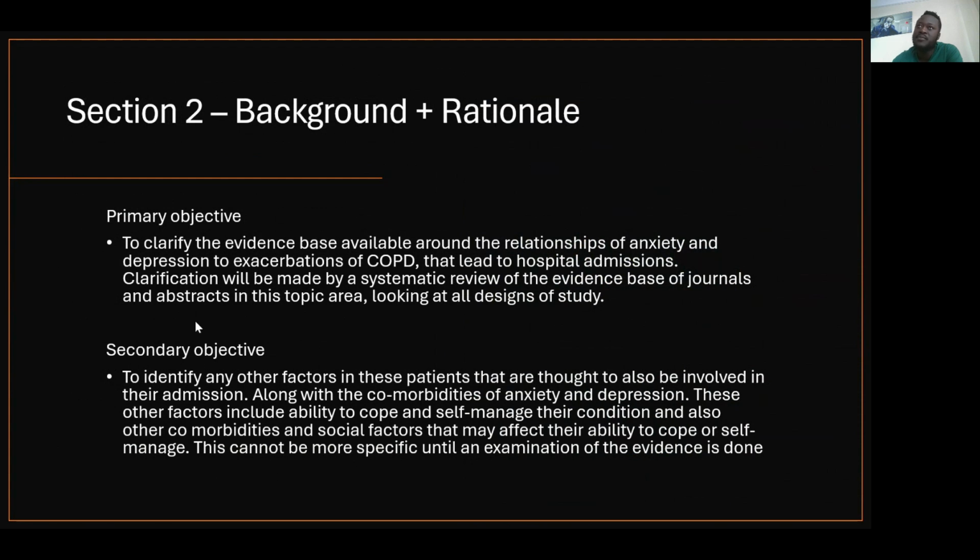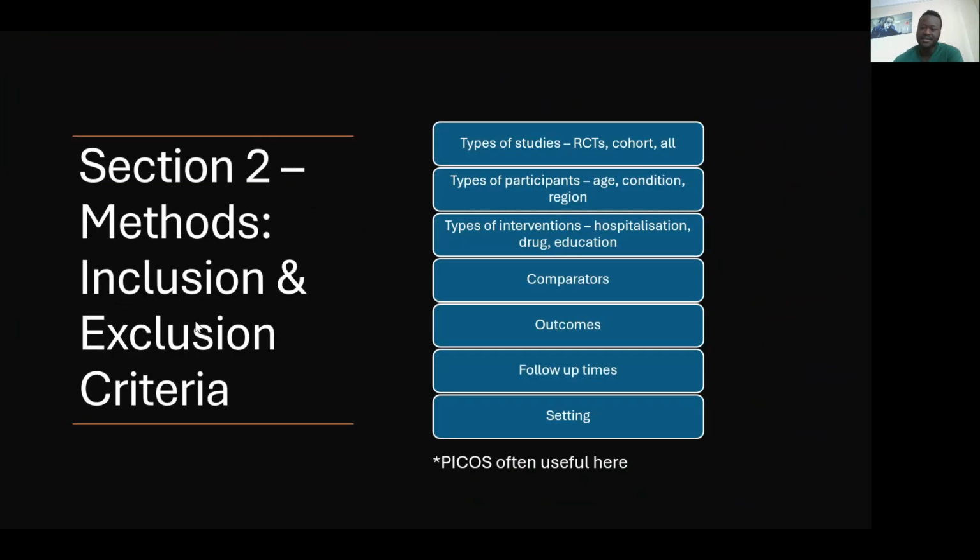So your primary objective would be incredibly important when you're then writing your inclusion and exclusion criteria, because that is specific. While when it comes to your secondary objective, some papers may include that information, some papers may not, but it wouldn't stop you from including them. I hope that makes sense of what should be included in the background and the rationale when you're writing your protocol.